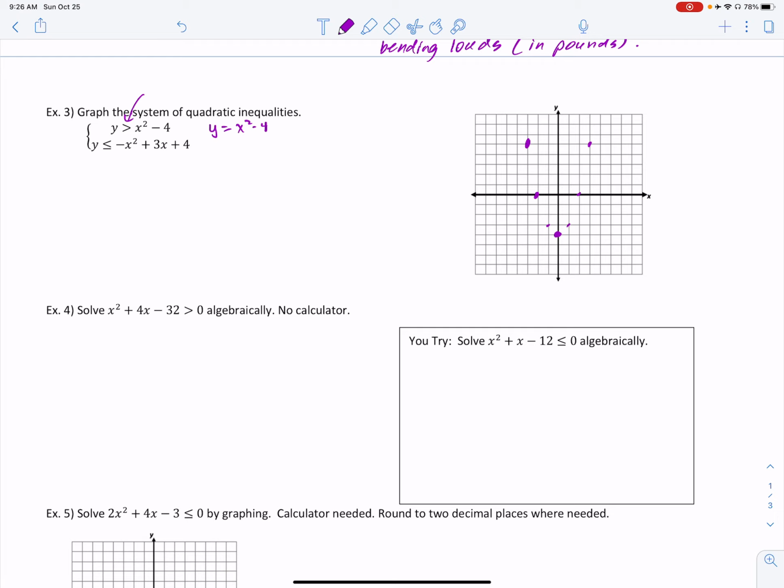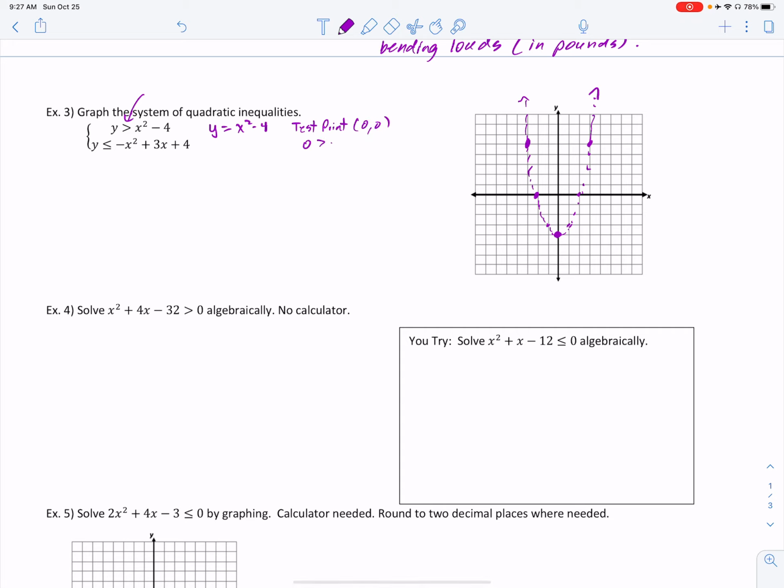Use symmetry and fill out the graph there, get accurate points. You need to have several accurately plotted points, and it's dotted. And so then I'm going to do a test point. And since 0, 0 is inside it, that's just a nice point to test.